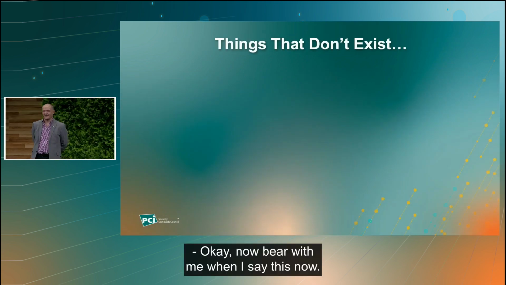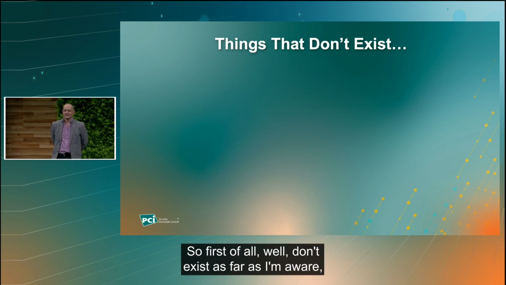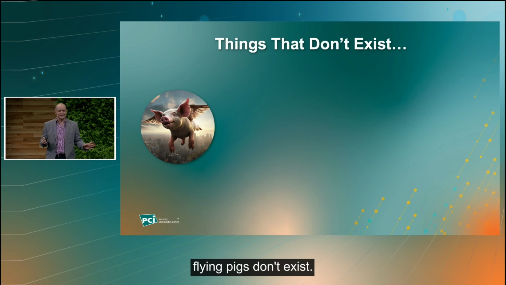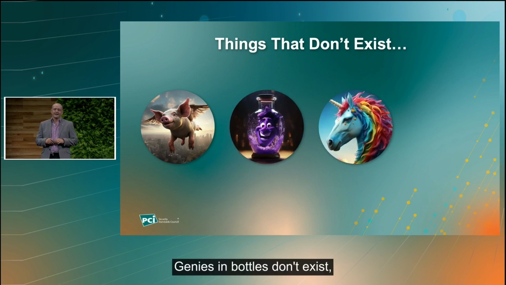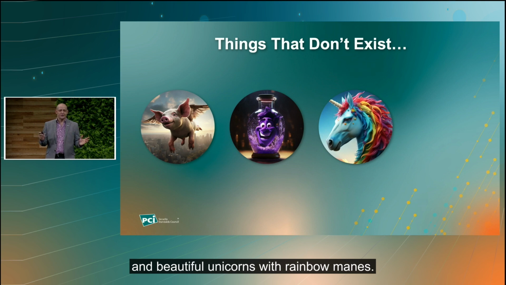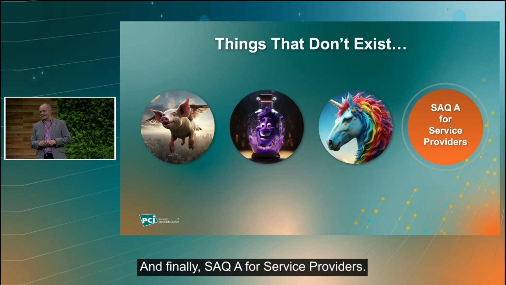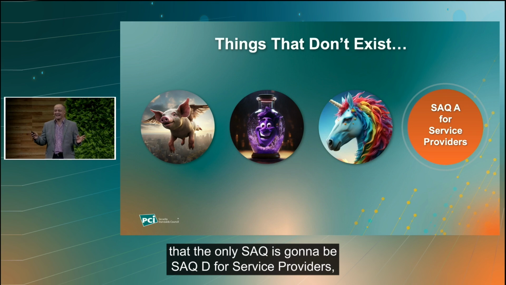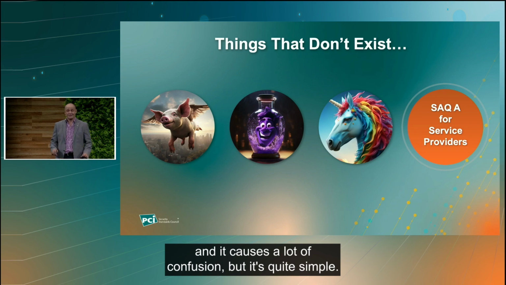Okay, now bear with me when I say this. I'm going to be talking about things that don't exist. So, first of all, don't exist as far as I'm aware. Flying pigs don't exist. Genies in bottles don't exist. And beautiful unicorns with rainbow manes. And finally, SAQ A for service providers. So, I just want to point out here that the only SAQ is going to be SAQ D for service providers, and it causes a lot of confusion, but it's quite simple.